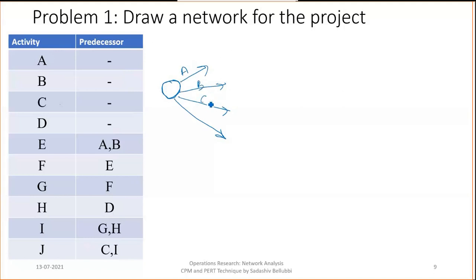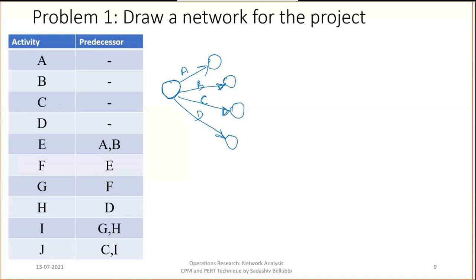In the previous session I told how to draw the network. Now we are drawing it roughly: A, B, C, D. Once we finish with the activities, you need to draw the circle. This is the finishing node for the A, B, C, D activities. Now just consider A, B, C, D are finished.